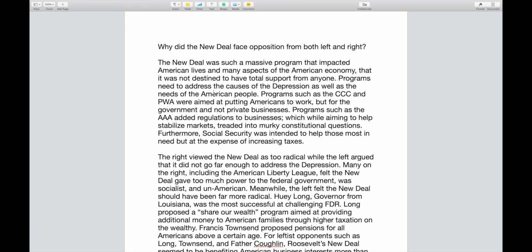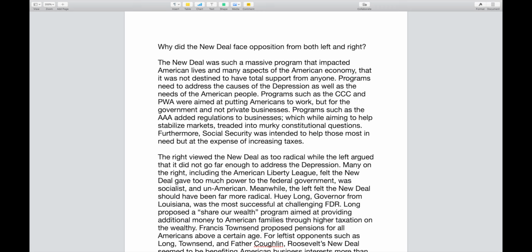So once again, to repeat, our question for the 2A for the American option was, why did the New Deal face opposition from both left and right? My response was, The New Deal was such a massive program that impacted American lives and many aspects of the American economy that it was not destined to have total support from anyone. Programs needed to address the causes of the Depression as well as the needs of the American people.